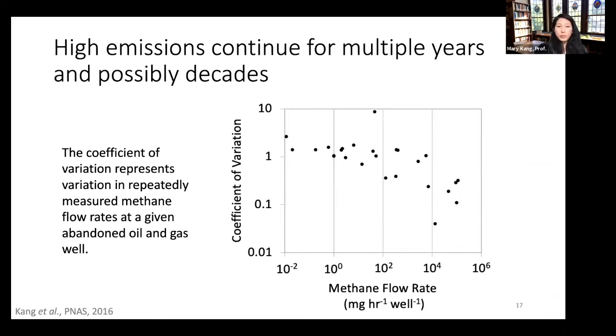So is this a periodic thing, or does this happen for years? This is also another active area of study. Basically, what we find is that we measured wells over 3 years, some of them up to 10 times over 3 years. And in general, we're finding that high emissions continue for multiple years and possibly decades. So this is the methane flow rate. For the higher methane flow rates, the coefficient of variation, so just standard deviation divided by mean, is much lower than for the lower methane flow rates.